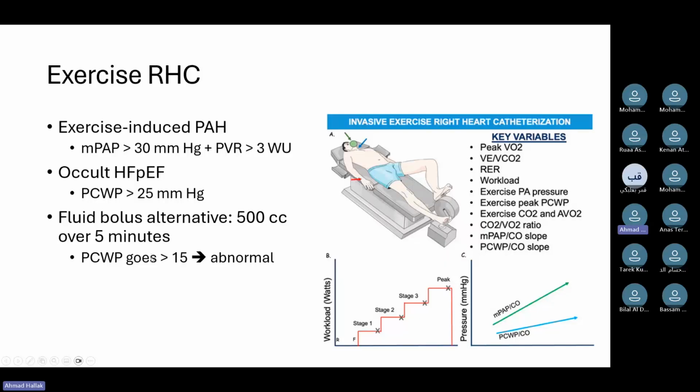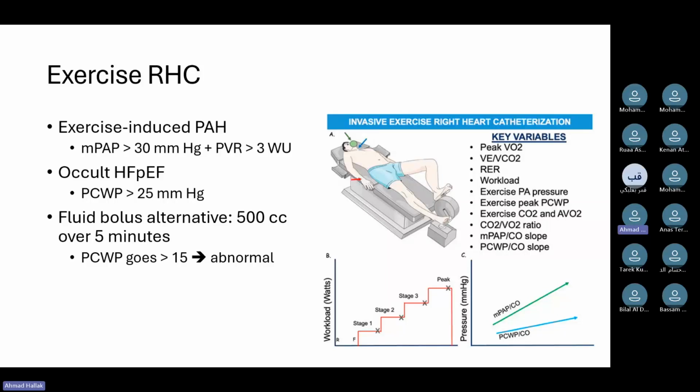And if the wedge pressure goes above 15, then this patient has diastolic dysfunction. And this is assuming that their systolic function is normal. When do you want to consider this? When you look on the echo and you see a reduced E prime velocity, mitral annular E prime velocity.